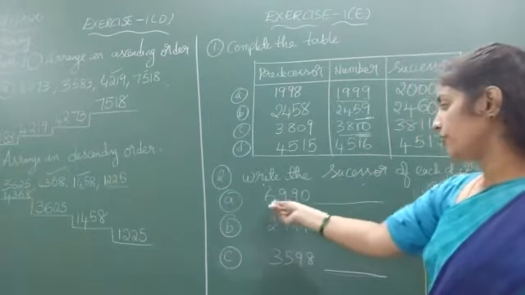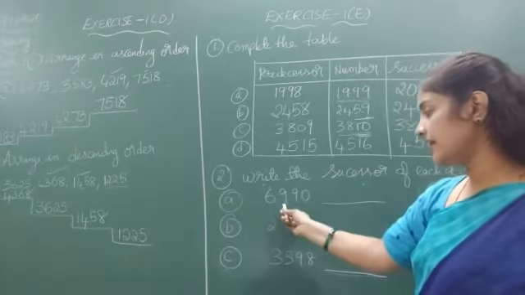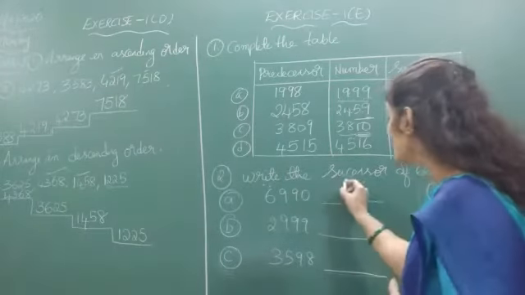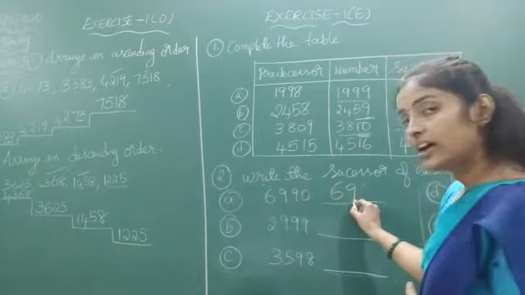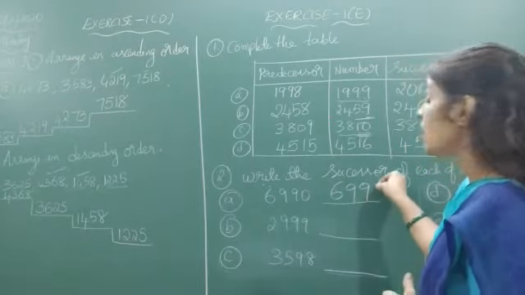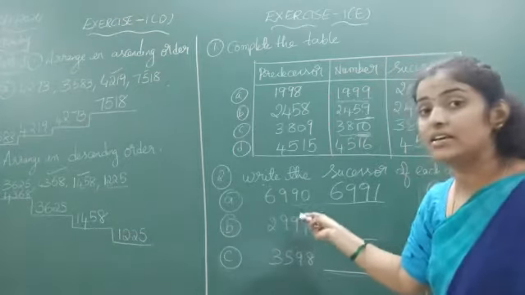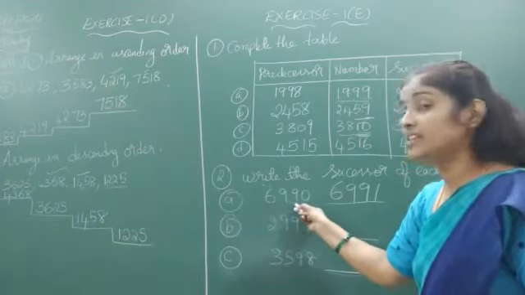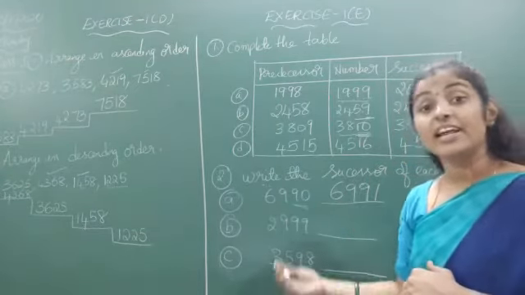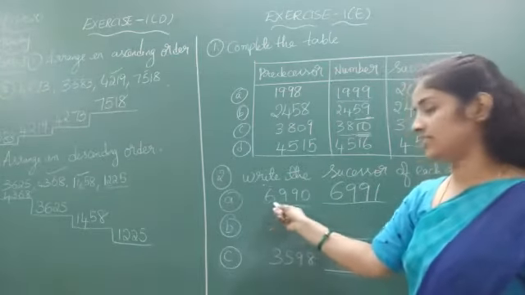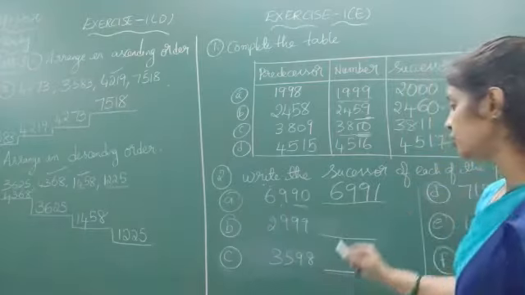Successor. Now, after 6,990, what will you get? The next number, that is 6,991. Yes, see how you are reading the number? 90. So in the tens place, 90. After 90, 91. Here the thousands place and hundreds place will be as they are. Now, the next one.